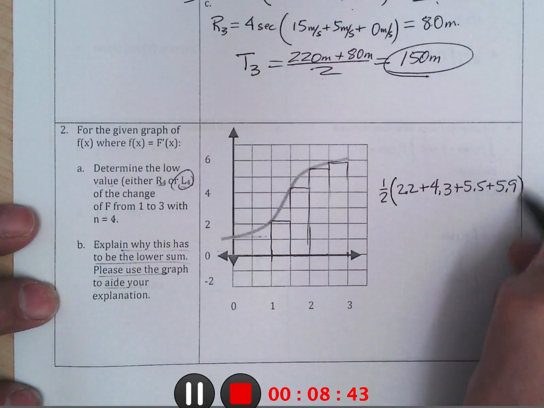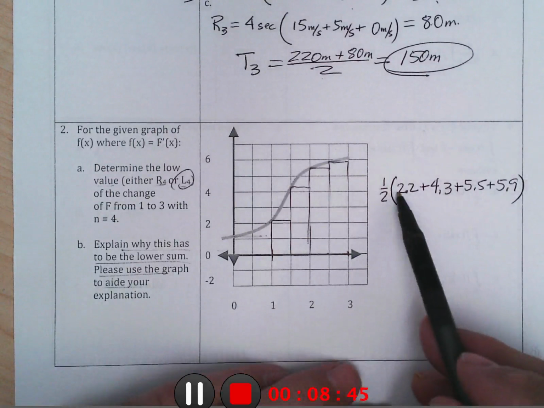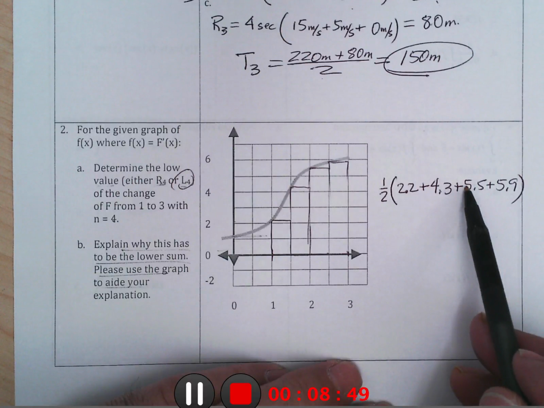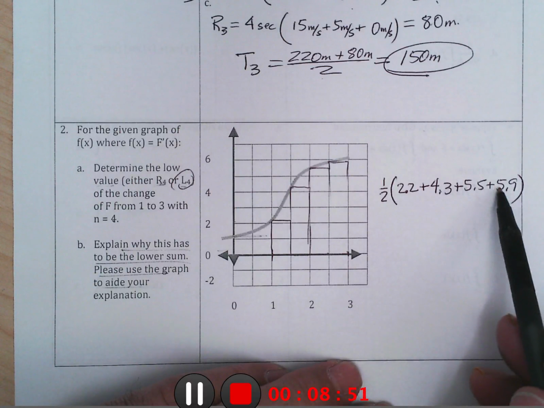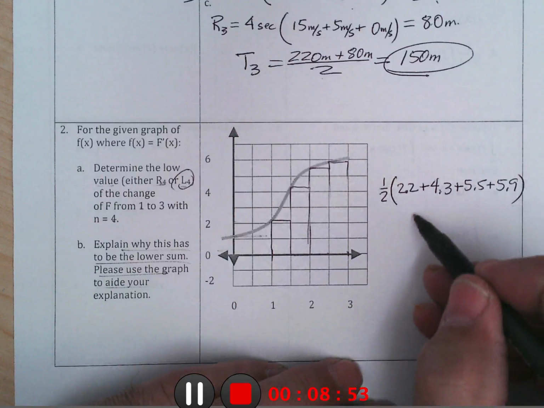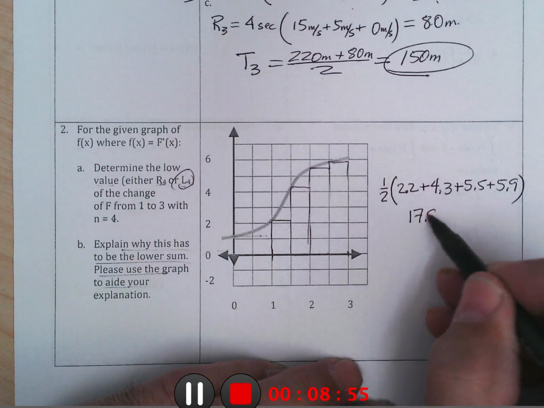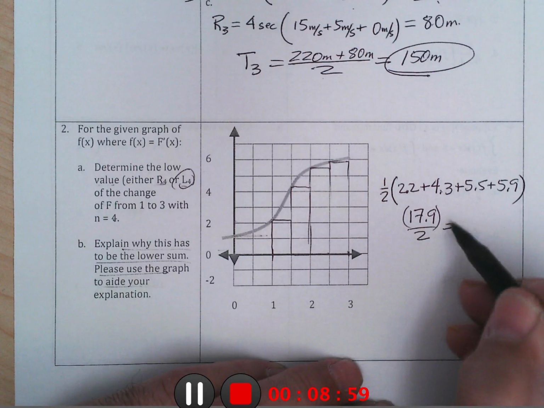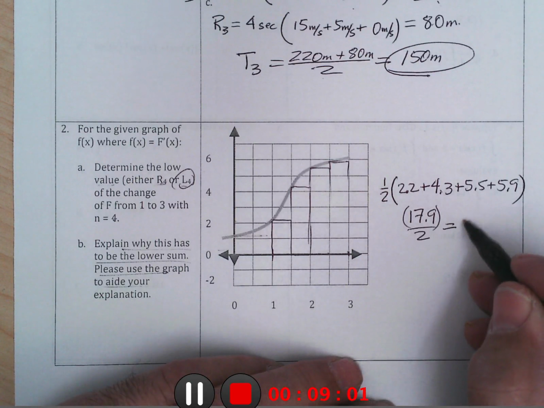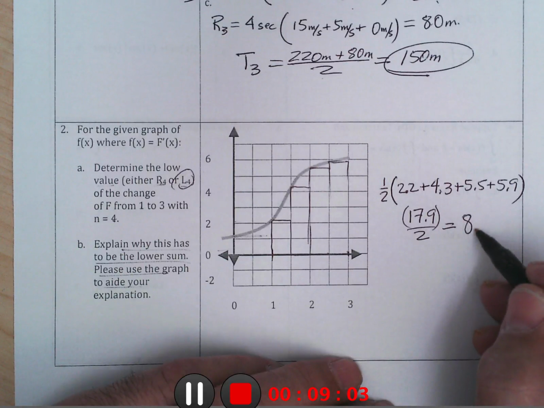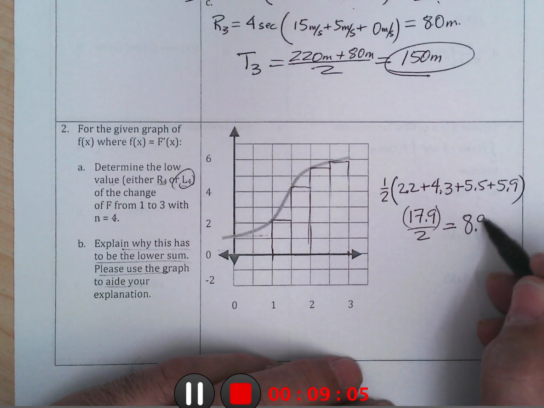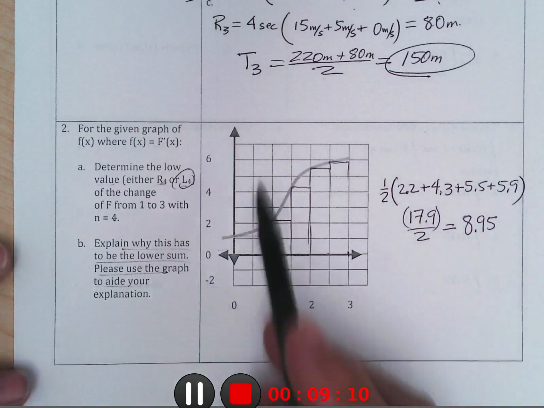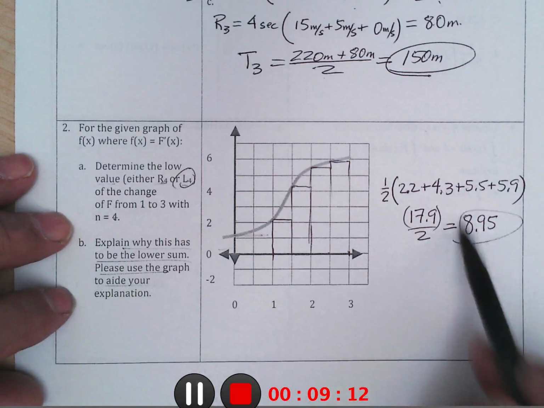So 6.5, 7, 12, 17.9 divided by 2 is 8.95. And they don't give us any units, so that's all we can do. That's kind of what I get for my estimate on that one.